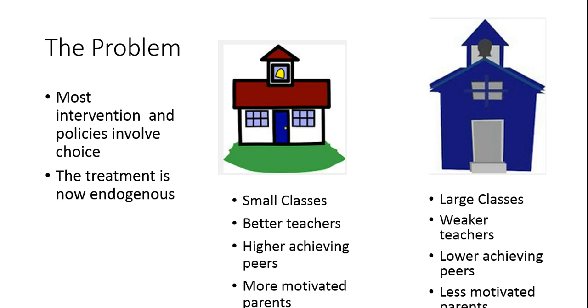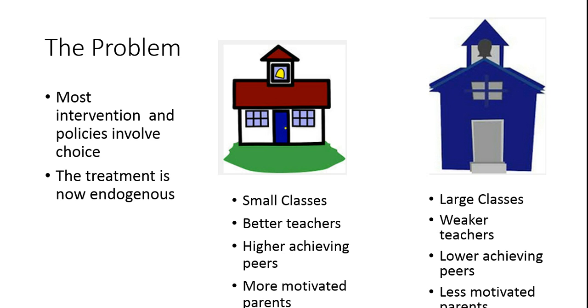Here they are again, the school with small classes and the school with large classes. But now we have a situation that probably looks a lot more like the real world. The school with small classes might have better teachers, higher achieving peers, more motivated parents, perhaps more financial resources. The list could go on and on and on. We imagine that there's a lot of things that are different between the small class school and the large class school. So the large class school, in contrast, might have weaker teachers, lower achieving peers, perhaps less motivated parents.